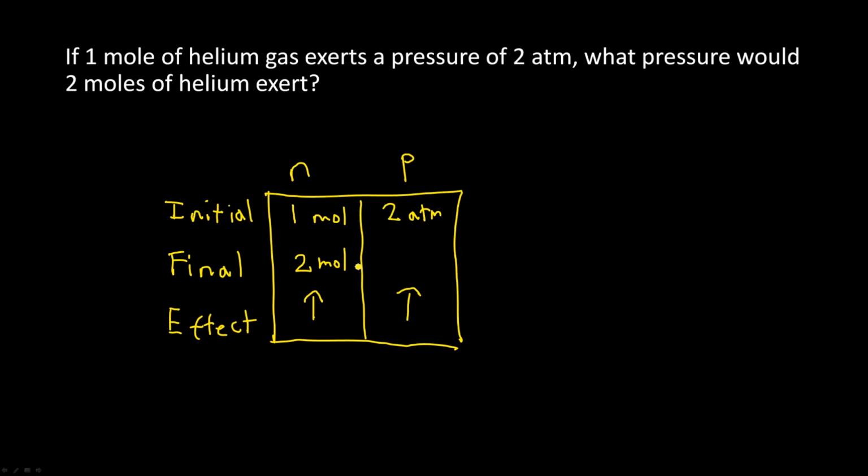So we need to find the proportion that also increases pressure. So the proportion here would be 2 over 1, which would be 2, and you multiply 2 by the 2 atmospheres and you get 4 atmospheres. And that's how you solve a Diver's Law problem.